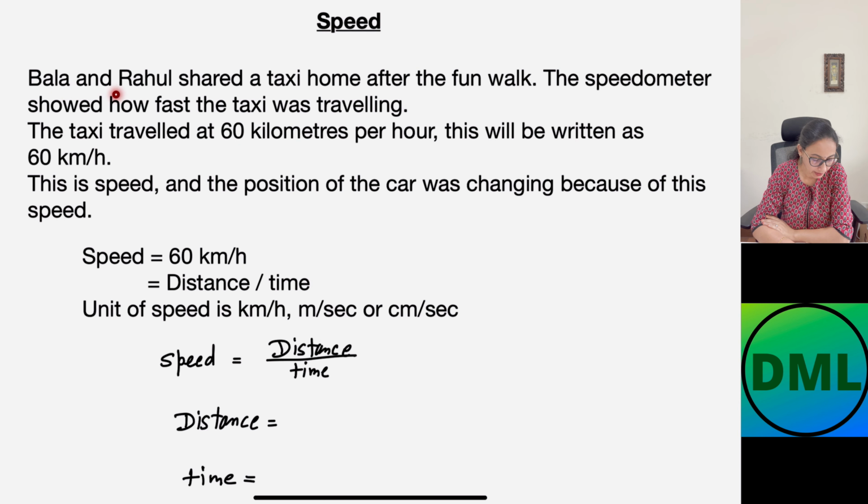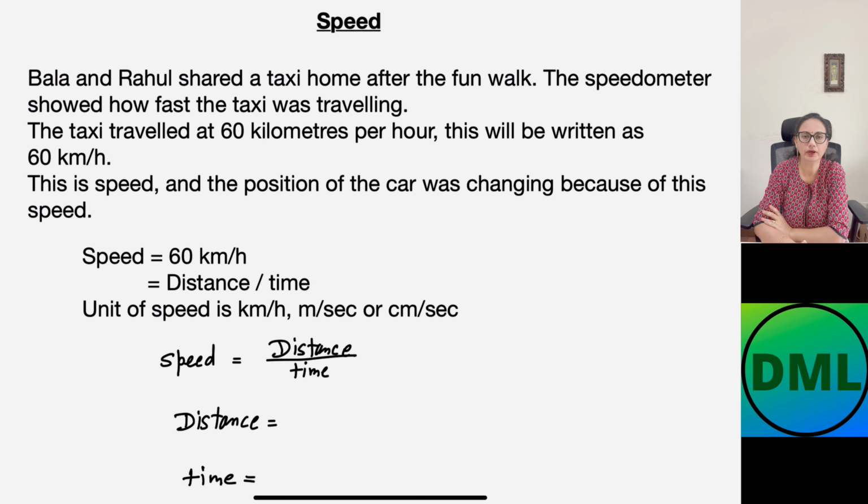Speed. Bala and Rahul shared a taxi home after the fun walk. The speedometer showed how fast the taxi was traveling. The taxi traveled at 60 km per hour. This will be written as 60 km/h.